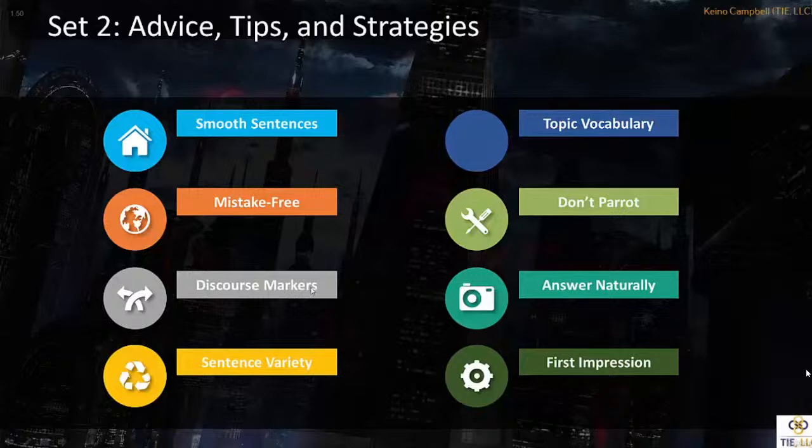Discourse markers are important, but don't overuse them, okay? In some of the examples that I'm going to give you, I'm going to use a lot of discourse markers only because I'm trying to show you how they're used. I'm trying to show you the strategy for using them. But don't try to use one in every single sentence. Don't do that. Sentence variety is very important.